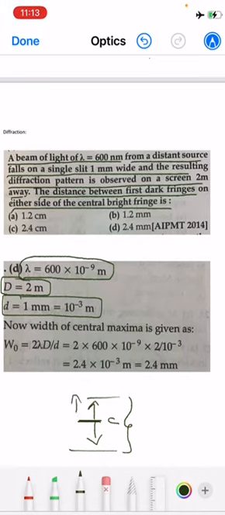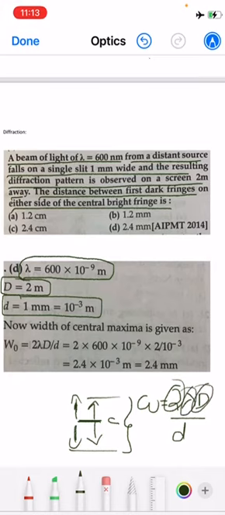So 1 above, 1 below, therefore the width will become lambda D by d plus lambda D by d. It will become 2 lambda D by d. Okay, why 2? Because 1 above and 1 below. Therefore, the total width will become 2 lambda D by d. 2 is a constant. Lambda is given in the question. Capital D is also given in the question. Small letter d is also given in the question.